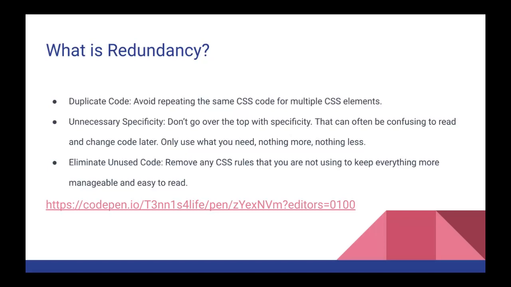And then as you can see in the specificity, I didn't really show it that well, but you could go really over the top by saying, oh, main, then div, then class of soup, and ID chicken, just to get that specific thing. But honestly, usually just putting the hashtag chicken will get you exactly what you need. So it's a little bit redundant and unnecessary if you go over the top with that. And then the last one, eliminate unused code. So anything that's not doing anything, you should just take it out just to make it easier to read.